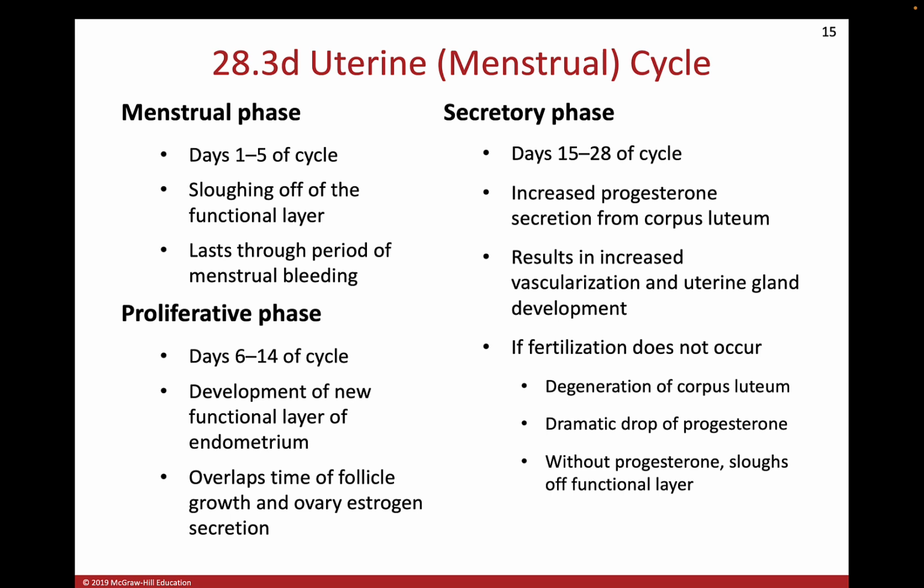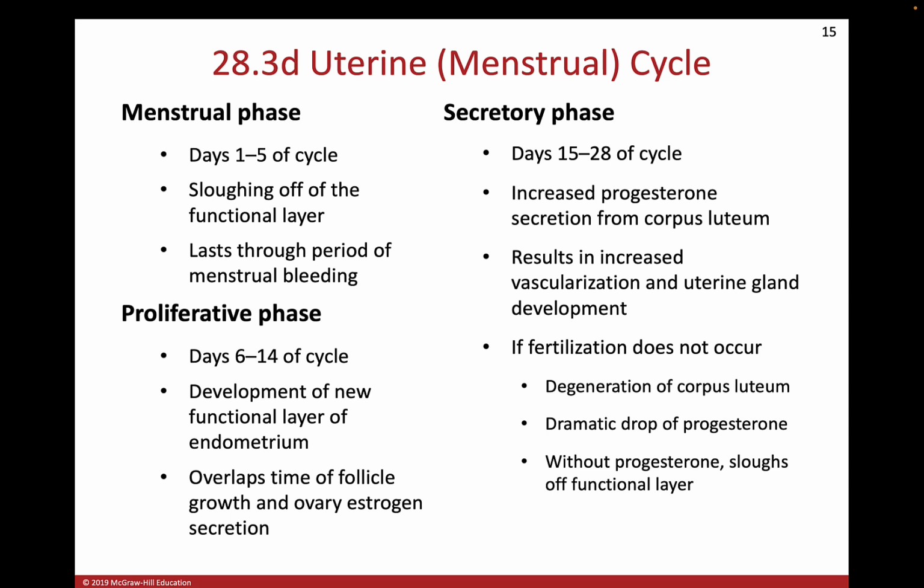This is the shedding off of the functional layer. This lasts through the entire period of menstrual bleeding. The proliferative phase would occur during days 6 through 14. There is the development of a new functional layer of the endometrium, and this does overlap the time of follicle growth and ovary estrogen secretion. The secretory phase is days 15 to 28 of the cycle.